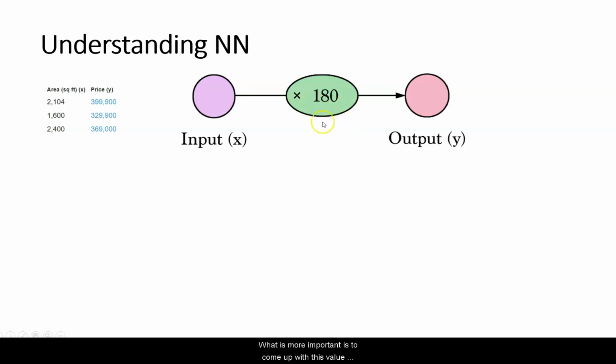But what is more important is to come up with this value, which we call the weight or your parameter. And in this particular example, we have just taken that weight to be the average cost per square feet based on the data set that was provided.